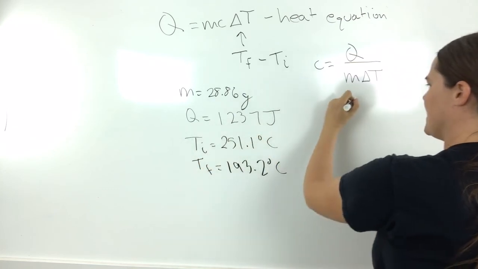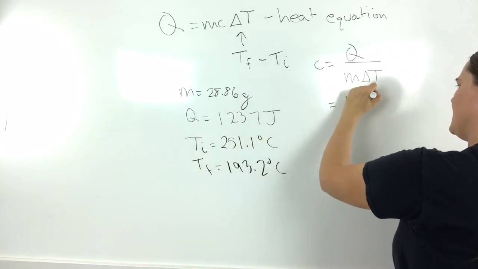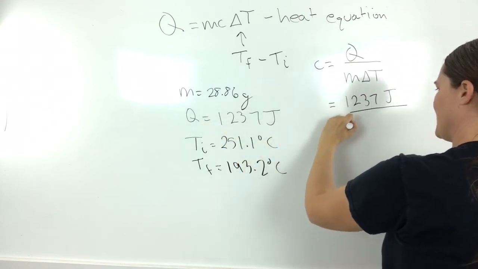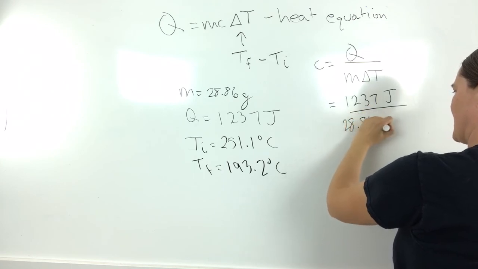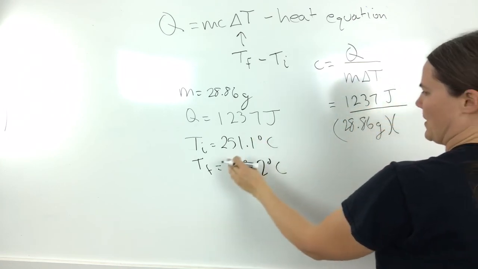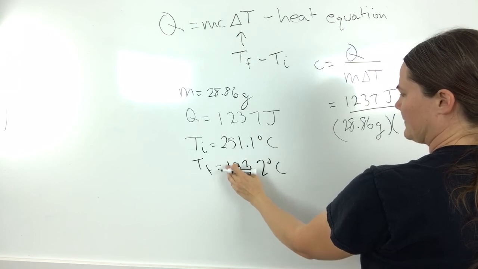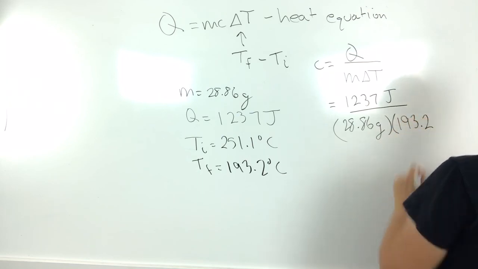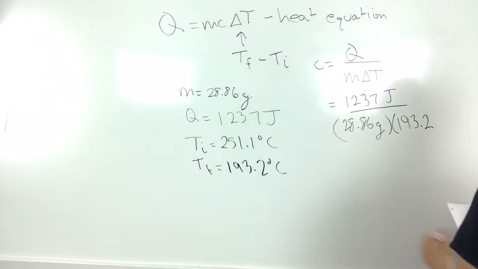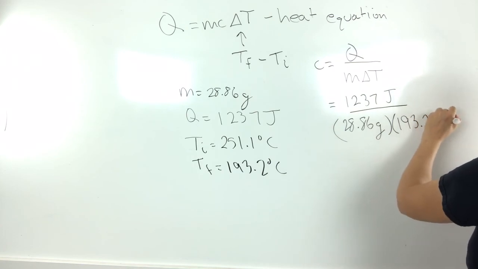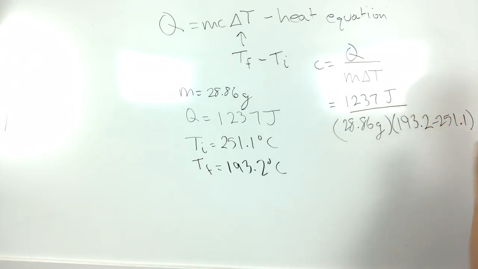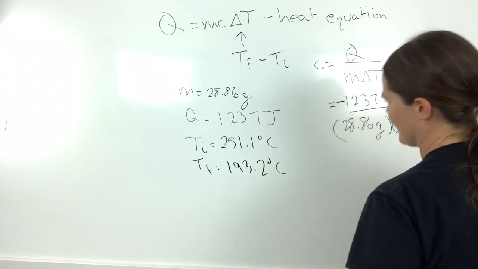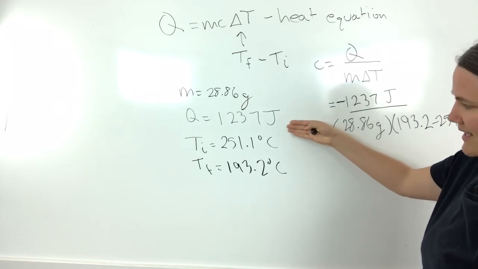So if we plug in Q, that is 1237 joules divided by the mass, which is 28.86 grams, multiplied by T final minus T initial. So 193.2 minus 251.1. And we're going to end up with a negative number because Q is actually negative since we're losing heat.